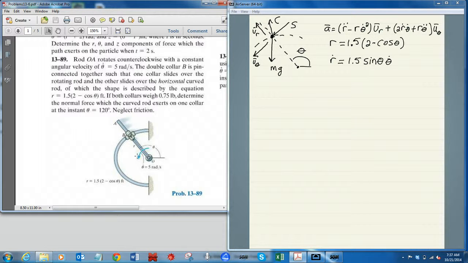For the second derivative, this is a product, so I'm going to take the derivative of the first term. Derivative of the sine is the cosine, along with the chain rule, and then I multiply it by the second term. Then I add the first term times the derivative of the second term. So there's my R dot and my R double dot.